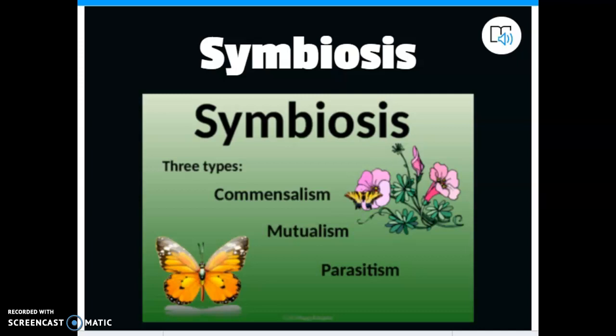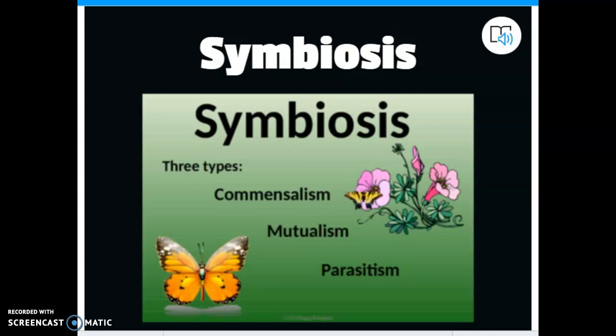We're going to talk about something called symbiosis. And symbiosis is going to give us 4 of our vocabulary words for this week. It's going to give us symbiosis, obviously, commensalism, mutualism, and parasitism. And it's important for us to know that symbiosis is the relationship between 2 organisms in a community.